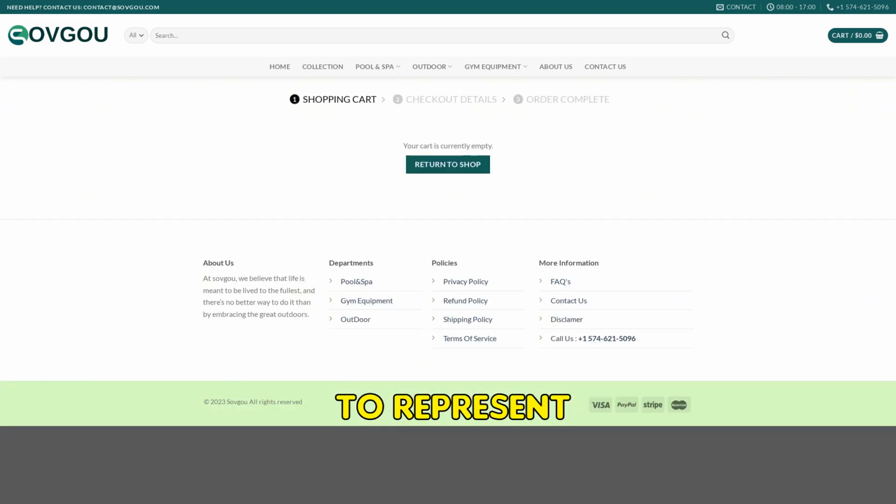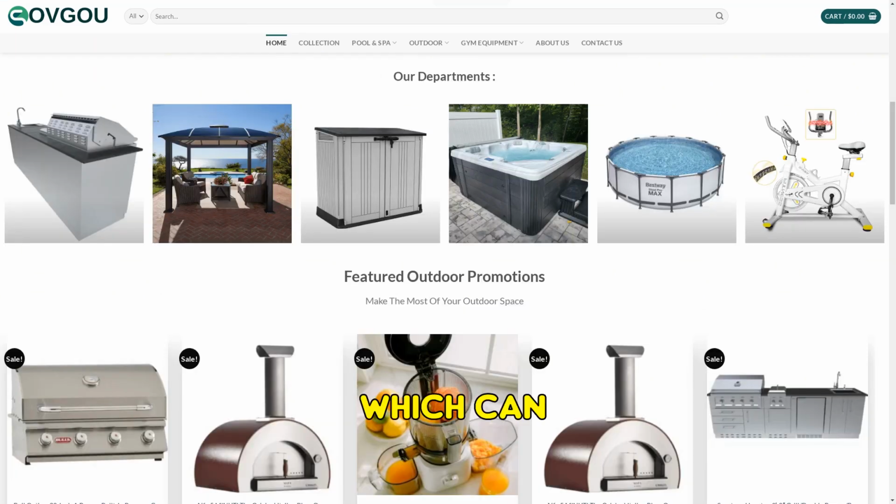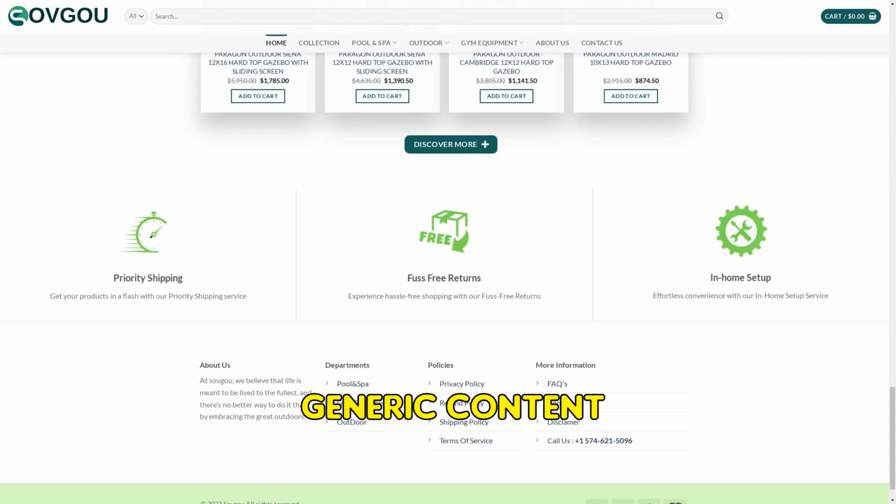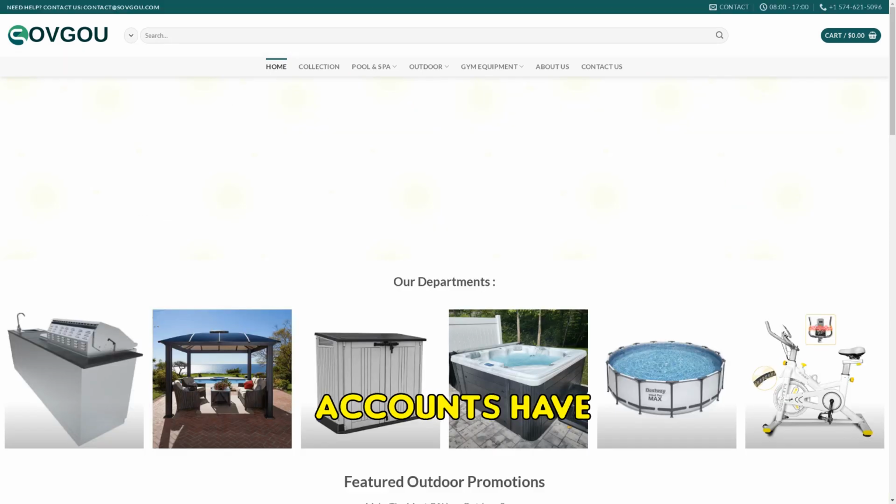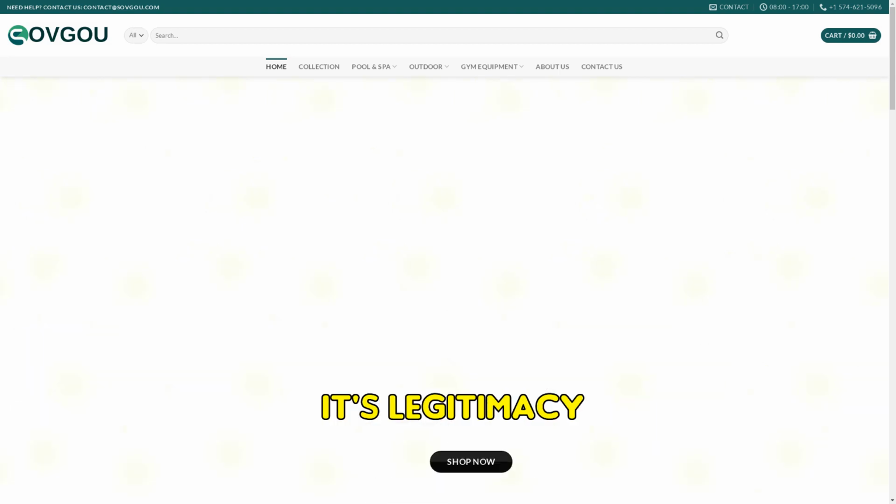The graphics used to represent the products for sale do not accurately depict the items, which can mislead customers. We notice that several pages on the site are incomplete, filled with generic content and placeholder text. Additionally, the company's social media accounts have no followers, raising further suspicions about its legitimacy.